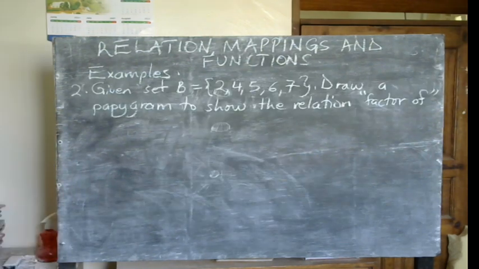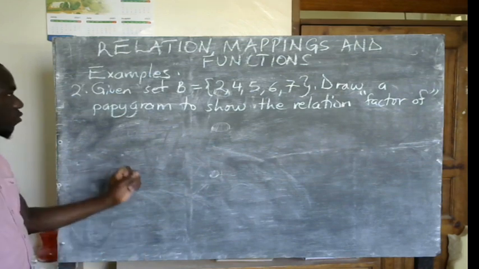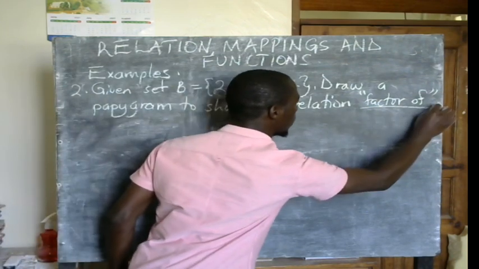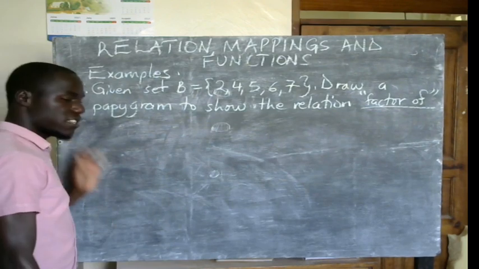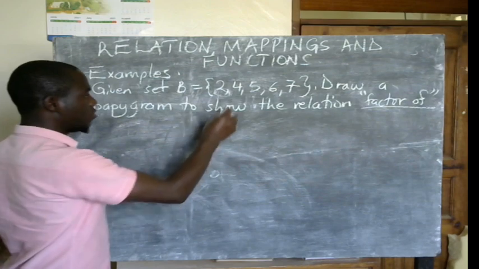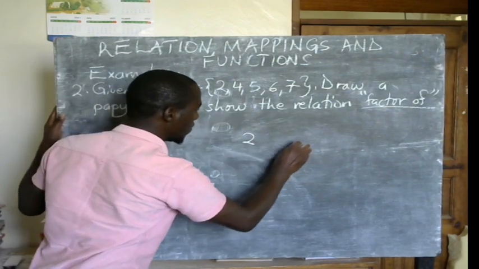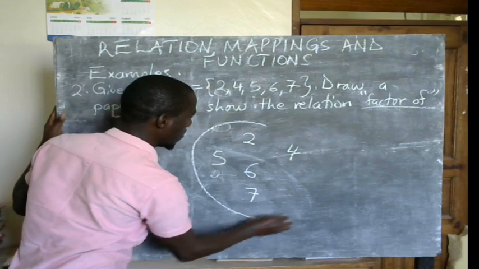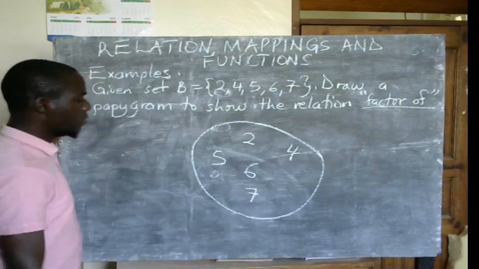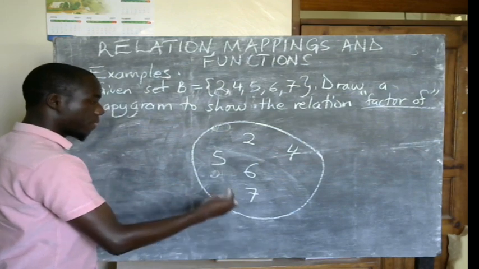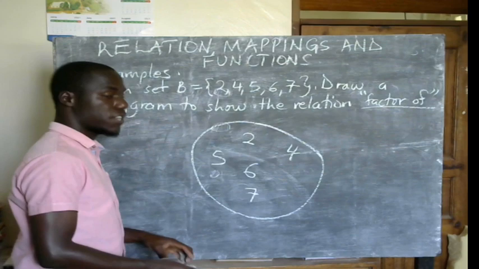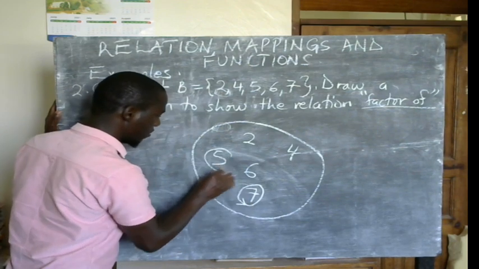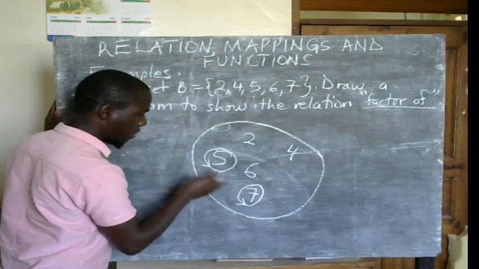So example 2, given set B as 2, 4, 5, 6, 7, draw a papygram to show the relation, the factor of. So the same way like I did example 1, it's the same way that I'm going to do this. I need to represent my elements there. This is 5, then 7. Put them in a circle. Now, not forgetting that every element in set B is a factor of itself. So what I do, I'm going to draw circles around them, then put the arrows. This means 5 is a factor of 5.